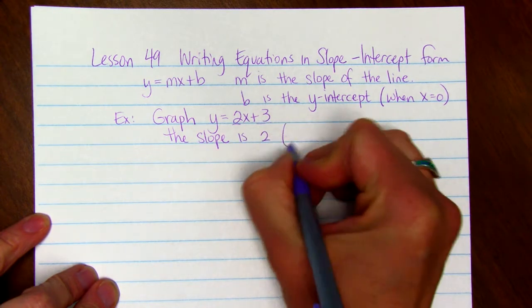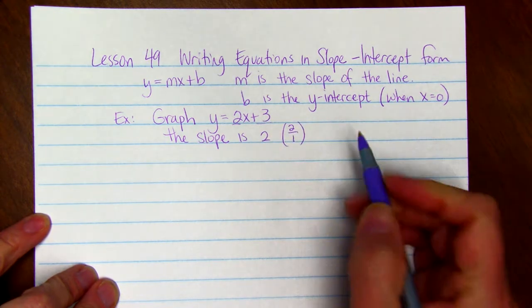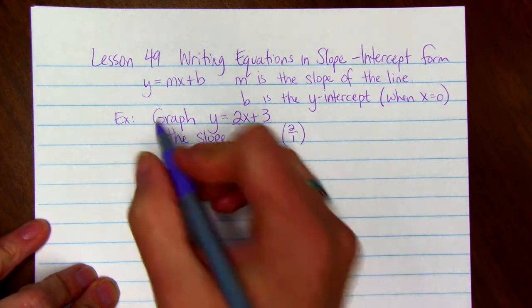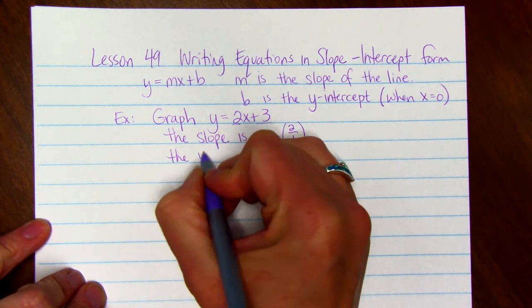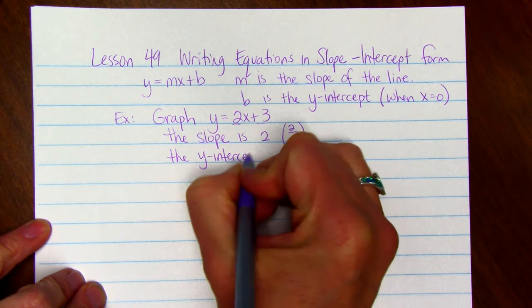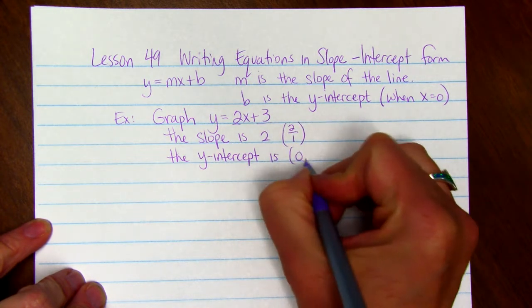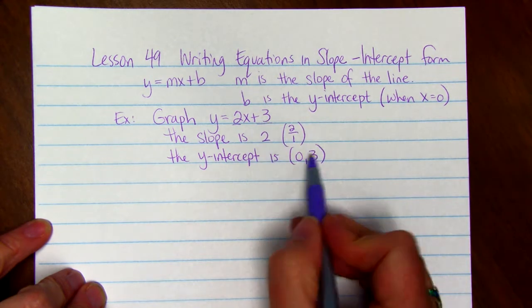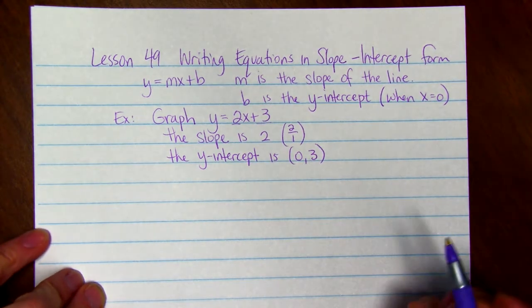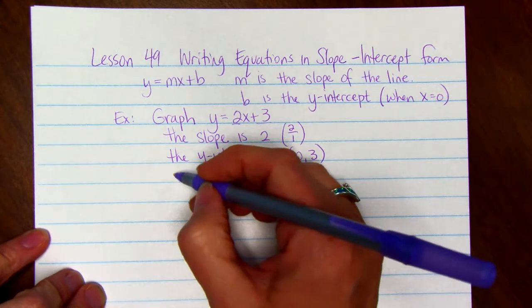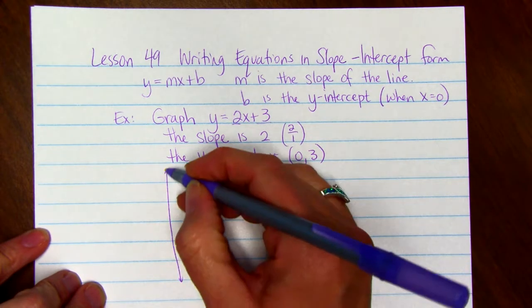is 2, which, remember when we do slope, we want to do rise over run. So we're going to do 2 over 1. And the y-intercept is (0, 3). That number 3 at the end is the y value when x is 0. So we can just graph a point on the line, the (0, 3).